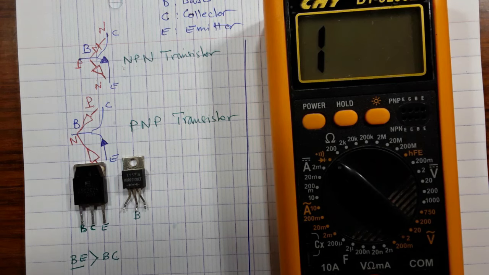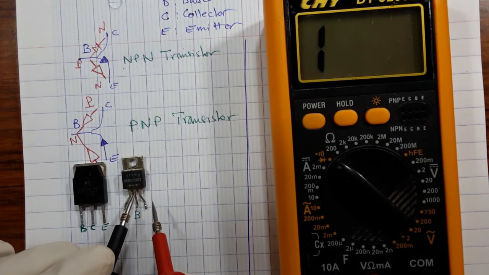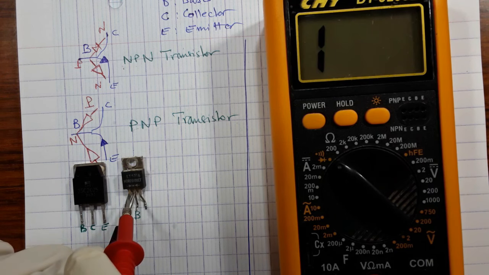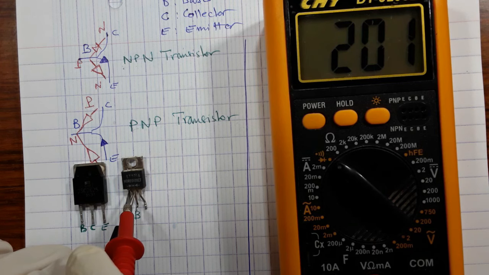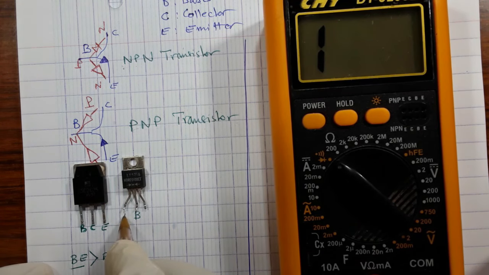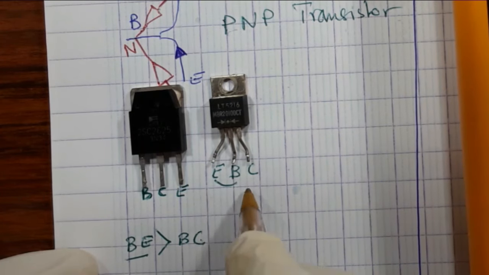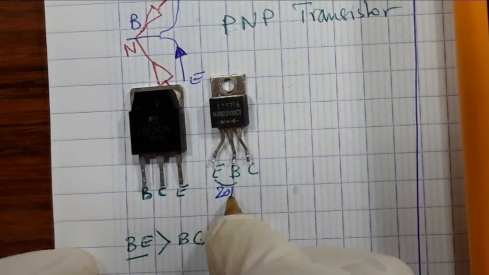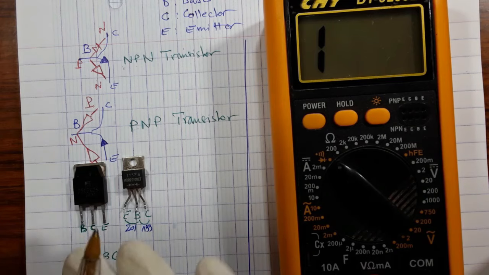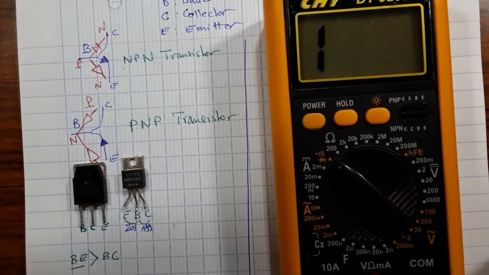Okay, so this is PNP. So here we should put the negative probe here. So let's check it. These two pins we have here 200 or even 199, and here if you change it to here, we have 201. Okay, so this is the base, this is the emitter, and this is the collector. Why? Because here we got 201, and from here to here we got 199. Even if it is slightly the same, this is the emitter and this is the collector, okay?